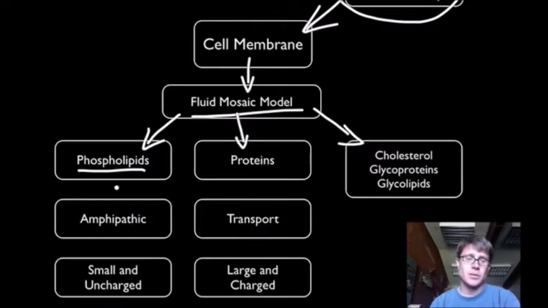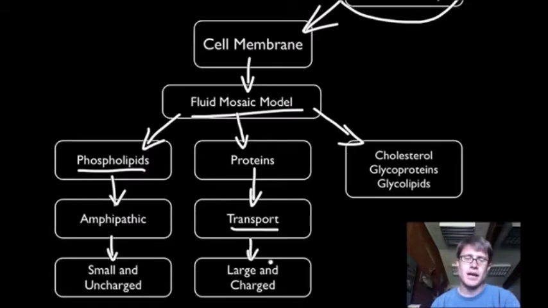So the phospholipids here are amphipathic. That means they have a part that likes water and a part that hates water, or they have a dual nature. What they do is allow small and uncharged particles to move through it. And proteins are going to be found within the membrane. What they mostly do is regulate transport: what can get through and what can't.